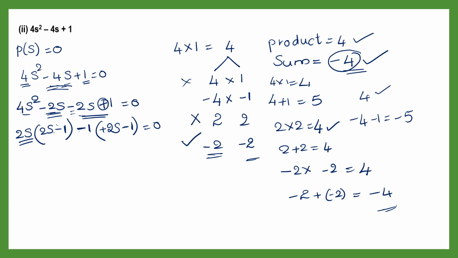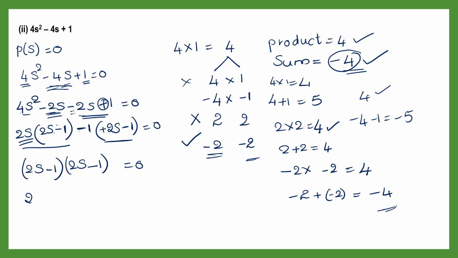So you have two terms. In the first term you had 2s minus 1. In the second term also 2s minus 1 is there. So you can take 2s minus 1 as common. So what is left in the first term? 2s is left. In the second term also 2s minus 1 came outside, so minus 1 is left.